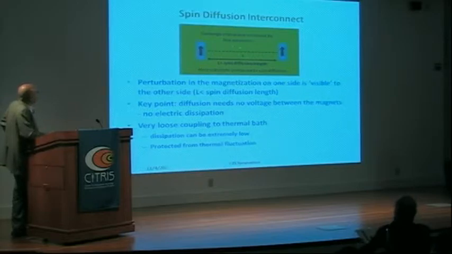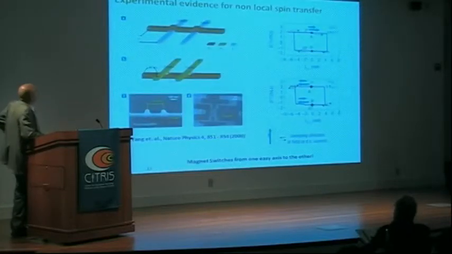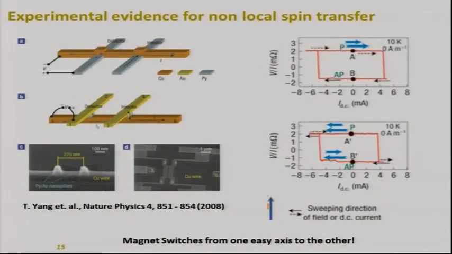Because spins are very weakly coupled to the thermal excitations in the metal, the dissipation here could be rather low, and you have protection from thermal fluctuations. This type of non-local spin transfer has been demonstrated experimentally by a group in Japan, published in 2008.